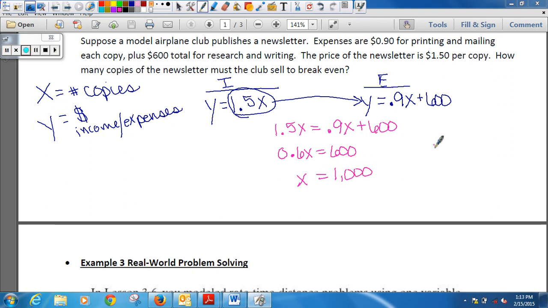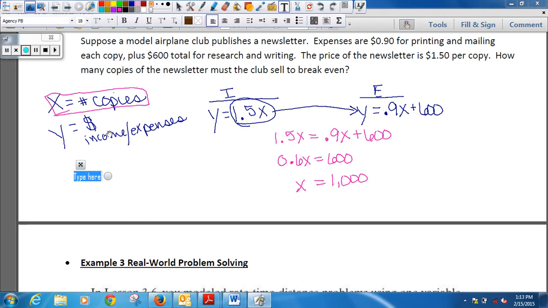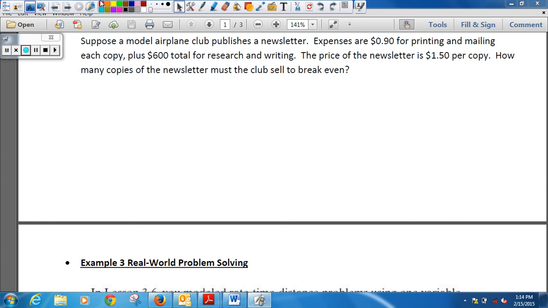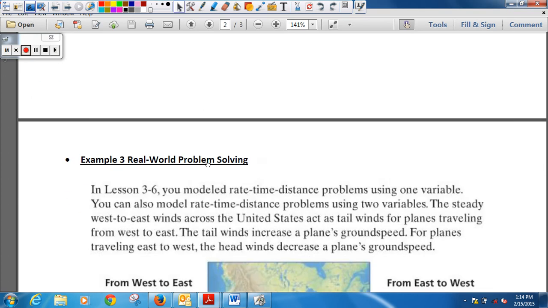The question here just asked, how many copies of the newsletter must the club sell? So all I needed to figure out was the x. I did that, so now I can write my statement. To break even, they must sell 1,000 copies. Anything over that, they start making money. Turn the page to get to our next example.